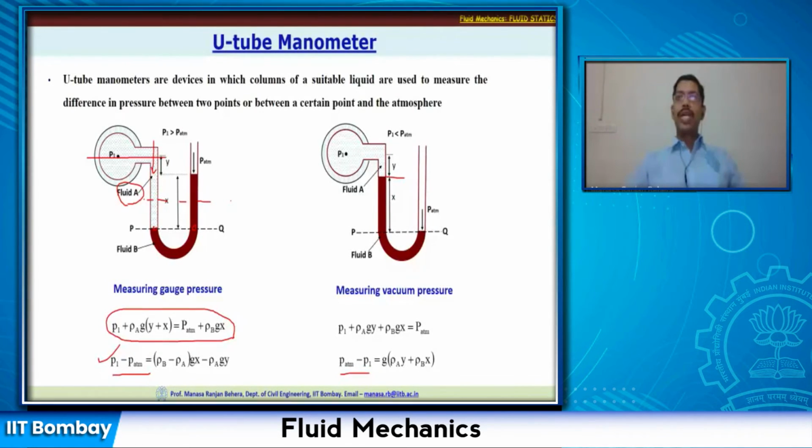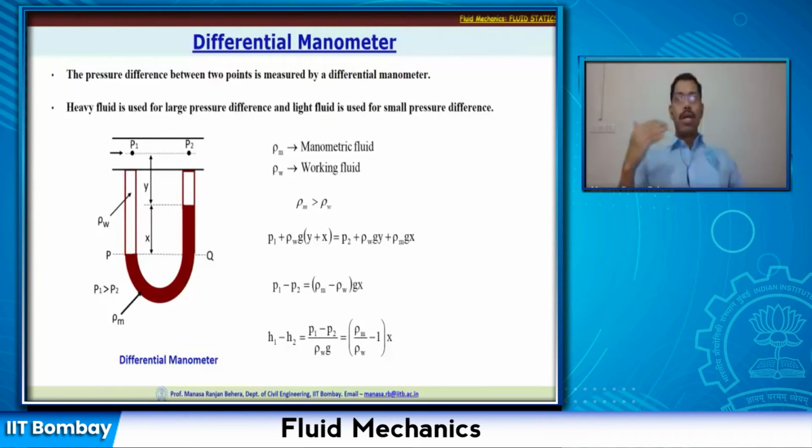So if you know already that you are calculating vacuum pressure, you can also write down P atmosphere minus P1, which will give you a positive value, and that is nothing but your vacuum pressure. So this is how the U-tube manometer operates.